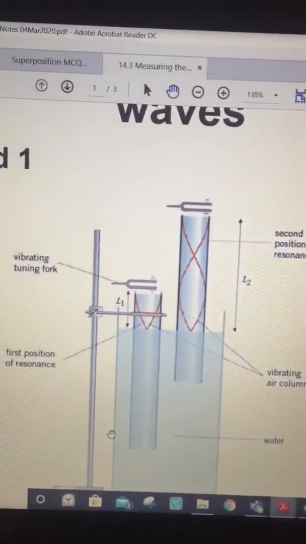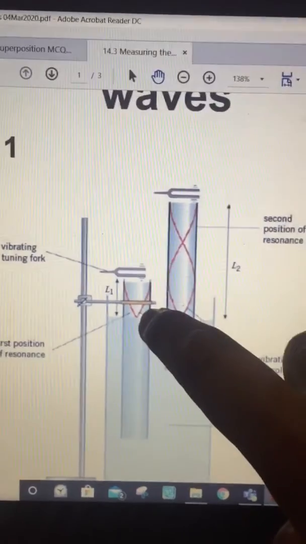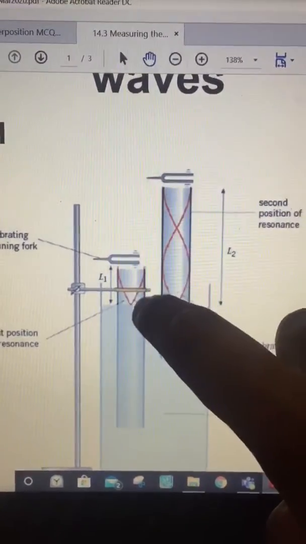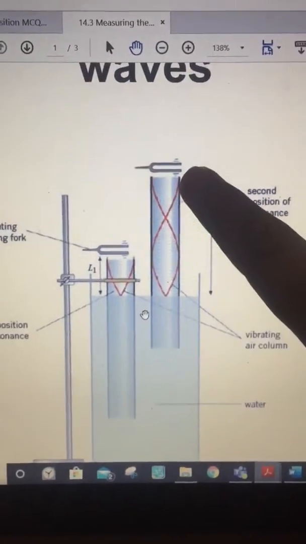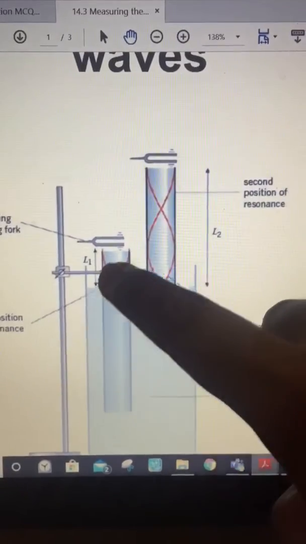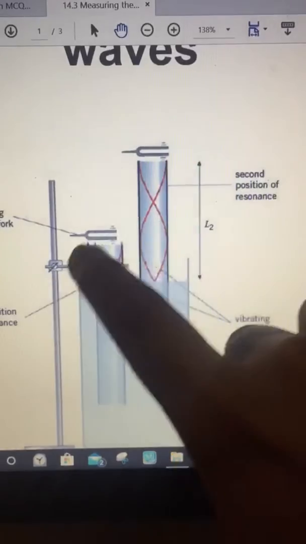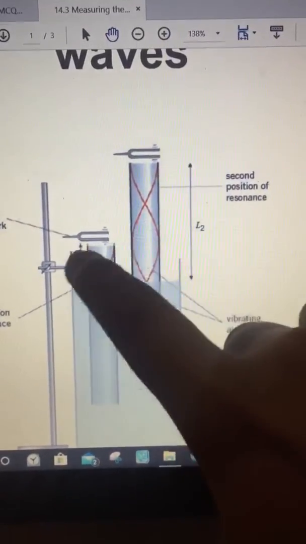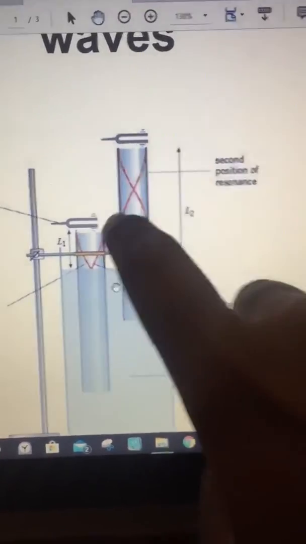the air column here, the length of the air column is gradually increased from 0 and then it is further increased, right? So because it is being increased from 0, we say that the first loud sound corresponds to the first harmonic and the second loud sound means the second harmonic. But here what is happening is quite the reverse.